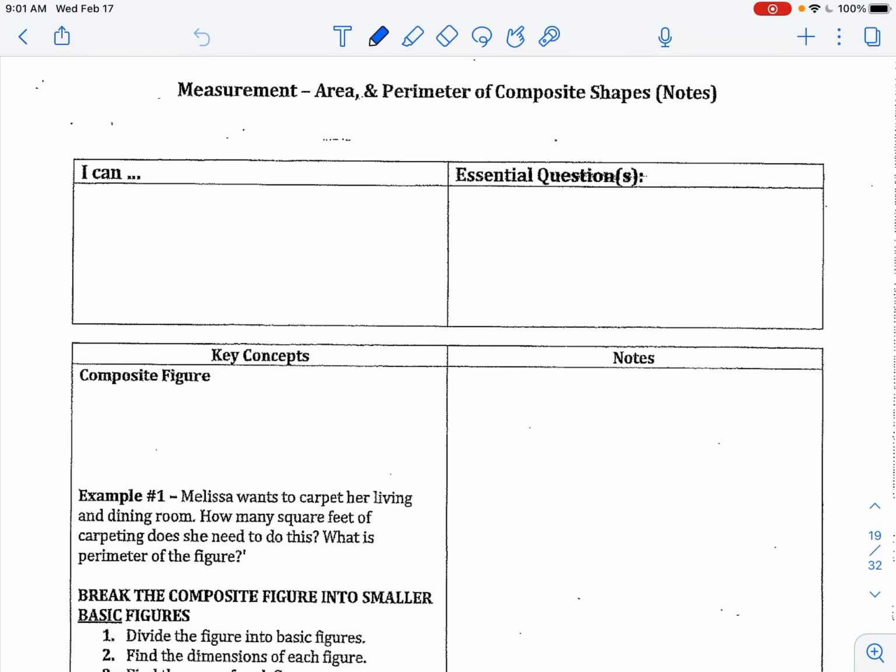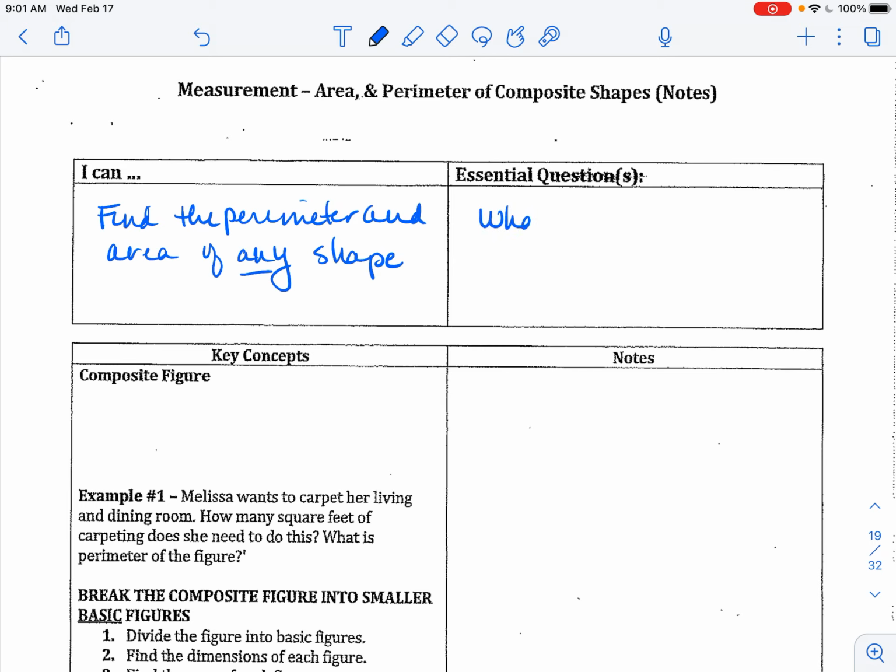All right, in this video, let's take a look at measurement, area and perimeter of composite shapes. So I can find the perimeter of a shape and find the area of a shape, and not just of a shape, but of any shape. So the essential question here is, what shapes can I break a composite into? A composite figure is just a figure that is created by putting shapes together.